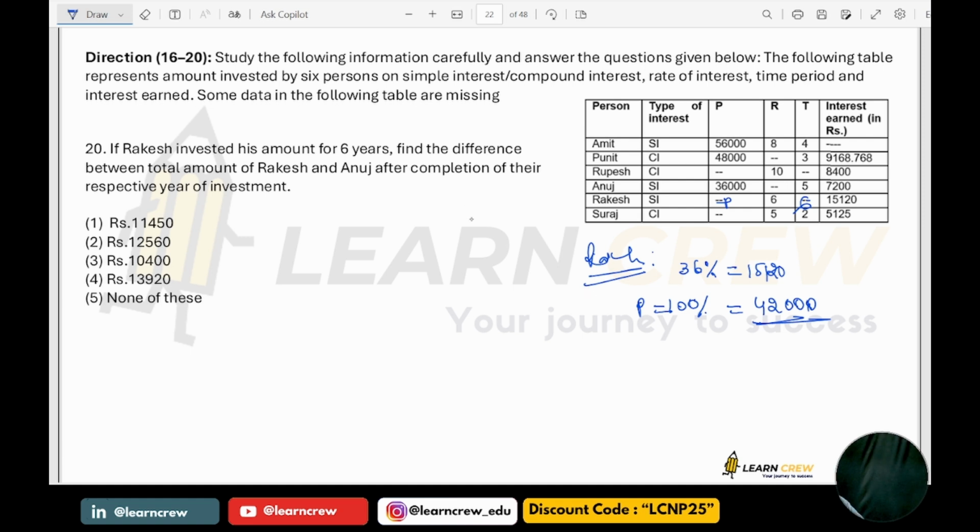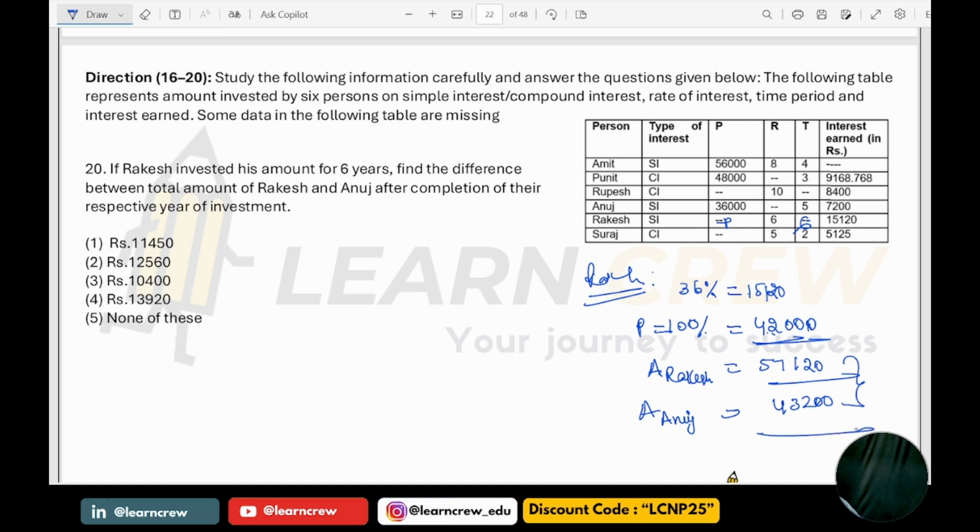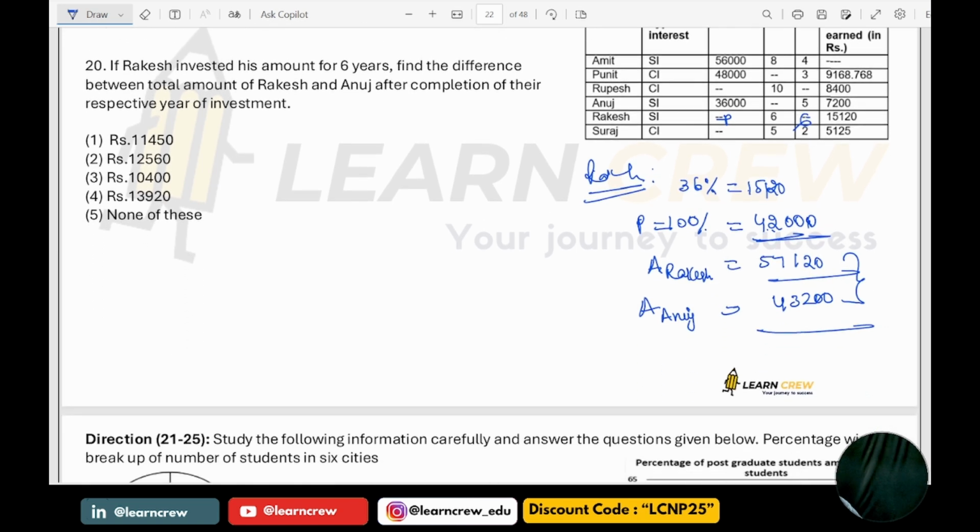And what is given for Anuj? First of all, you need to know the amount of Rakesh also. Amount of Rakesh should be 42,000 plus 15,120, which is 57,120. Similarly, total amount of Anuj would be 36,000 plus 7,200, which is 43,200. Now, what is the difference of these two? 57,120 minus 43,200. The difference is 13,920. So answer is option 4.